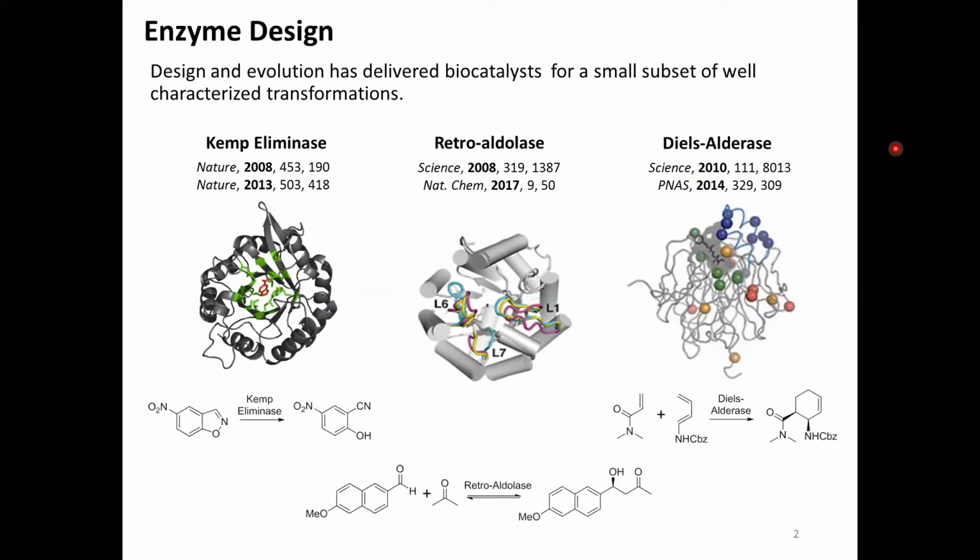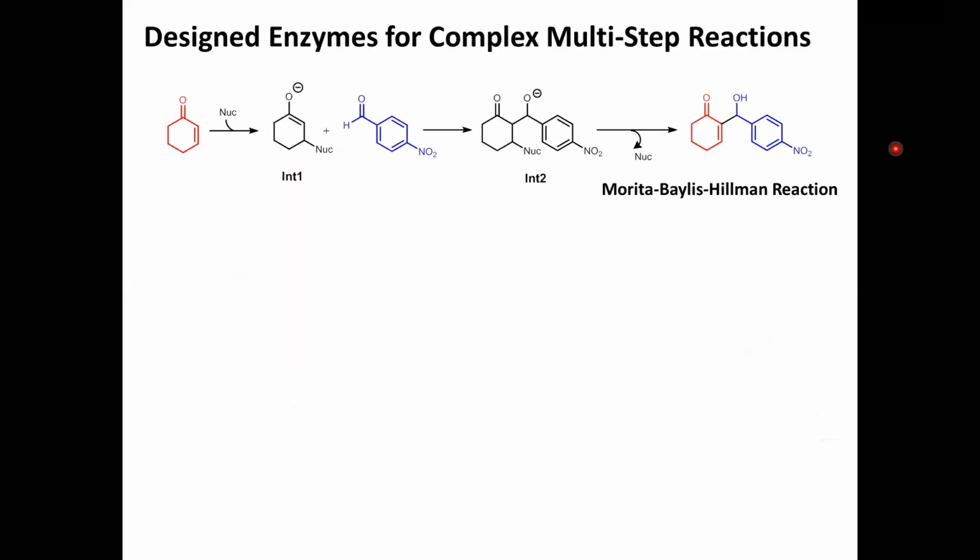For design to progress now to practical applications, what we've got to begin to show is that we can start to deliver enzymes for more energetically demanding and complex chemical transformations for which no protein catalysts have been developed previously. When I started my group a few years ago, one of the reactions that we were very keen to target was the Morita-Baylis-Hillman reaction. This is an iconic reaction in organic synthesis. It's a notoriously slow and challenging reaction to catalyze.